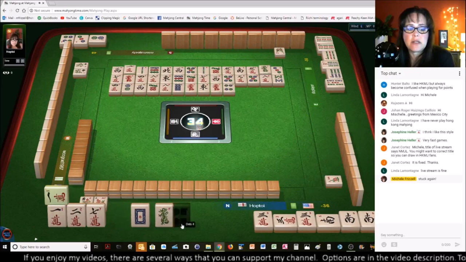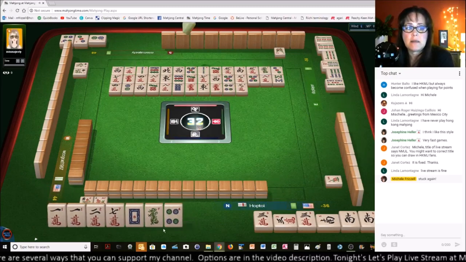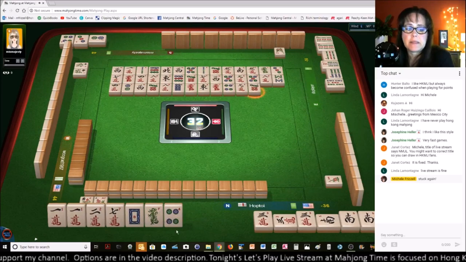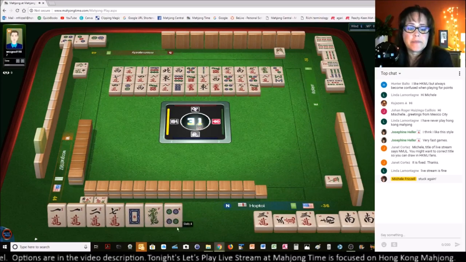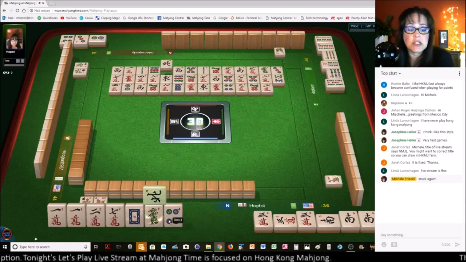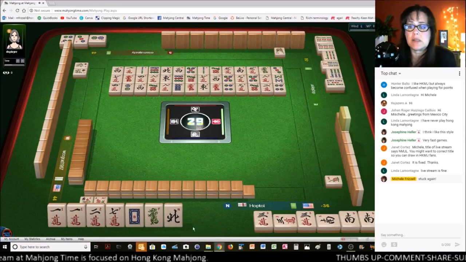Let's get rid of the 4 dot. 4 dots. Because we could pung that 1 crack. 9 characters. And there are no white dragons out. 7 dots. Let's just see what happens here. If that made anybody cringe, write pound cringe in the comment section. Okay, so now we're cleared to 1 suit and honors. We just need to pair up.